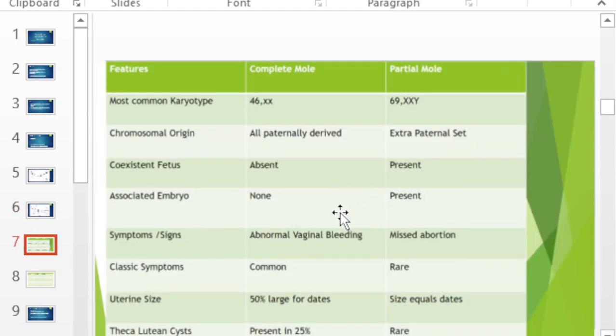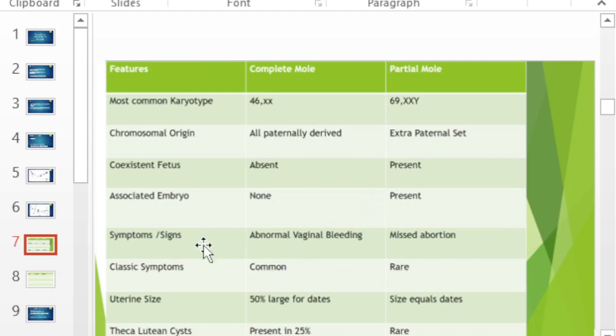Other differences between a complete mole and the partial mole. We've already talked about the karyotype. We can also talk about the chromosomal origin. In a complete mole, all the chromosomes are paternally derived. They come from the father. And in the partial mole, there's only an extra paternal set. In a complete mole, there isn't any fetal tissue. In a partial mole, there may be a coexistent fetus.